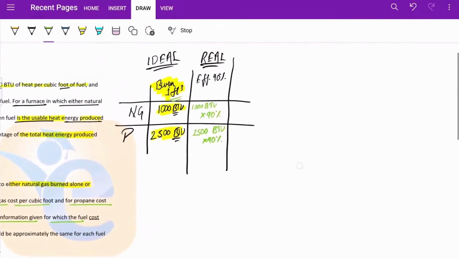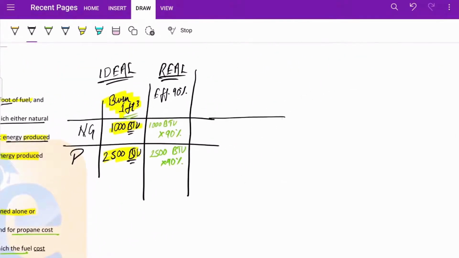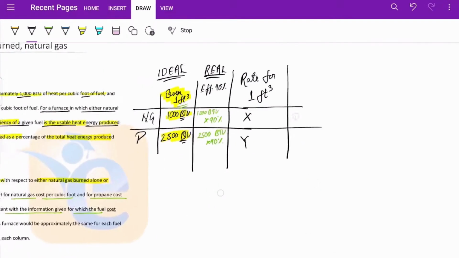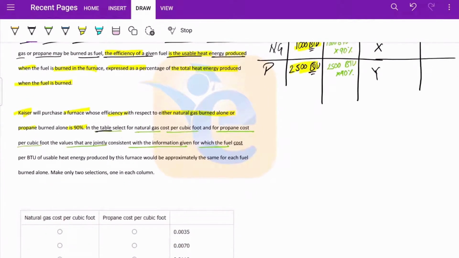Okay, so say for example, let us define the rate for 1 cubic foot. Say this is X and this is Y. Now what do we need in the table? Natural gas cost per cubic foot, propane cost per cubic foot. So this is X and this is Y, that are jointly consistent with the information given, for which the fuel cost per BTU of usable heat energy produced by the furnace would be approximately the same for each fuel burned alone.